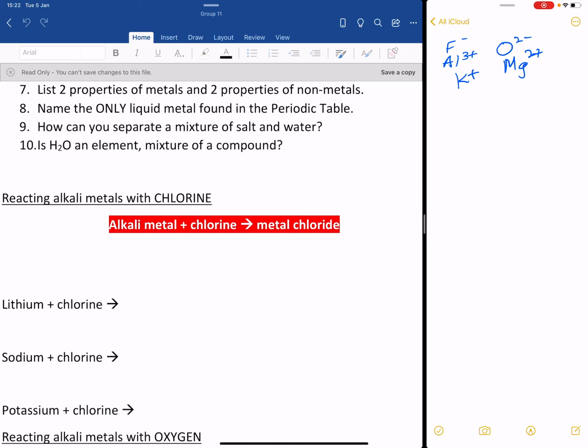Number 9, how can you separate a mixture of salt and water? That's distillation. And is H2O an element, a mixture, or a compound? It's a compound of hydrogen and oxygen.